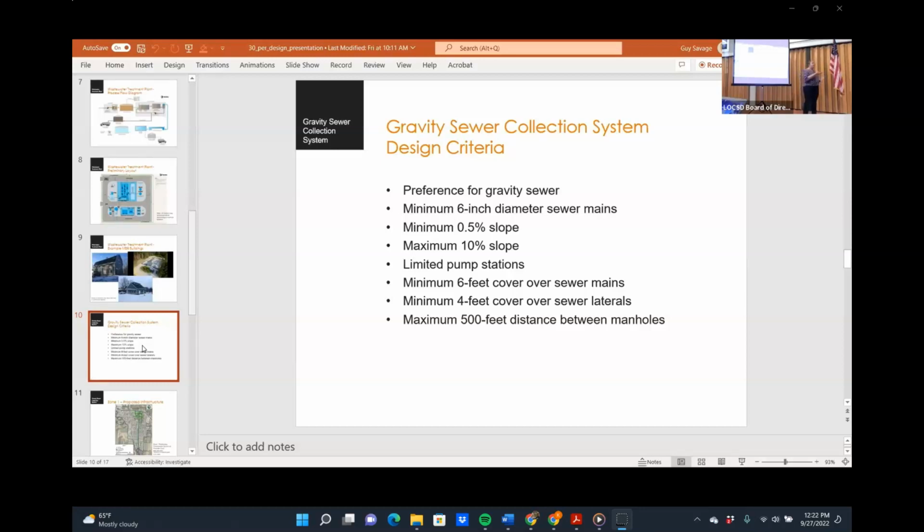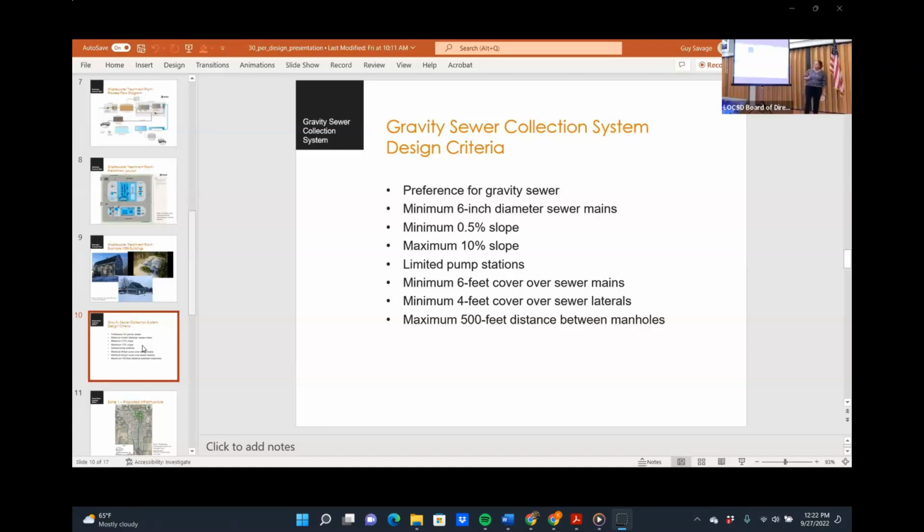you would want the solids to go along with the liquids. If you don't have enough slope and it settles out, you'll have buildup. And then a maximum slope of 10%. You have the opposite problem, and high velocities can cause other issues. It can cause odor issues and other problems, scouring inside your manholes, and additional maintenance issues.